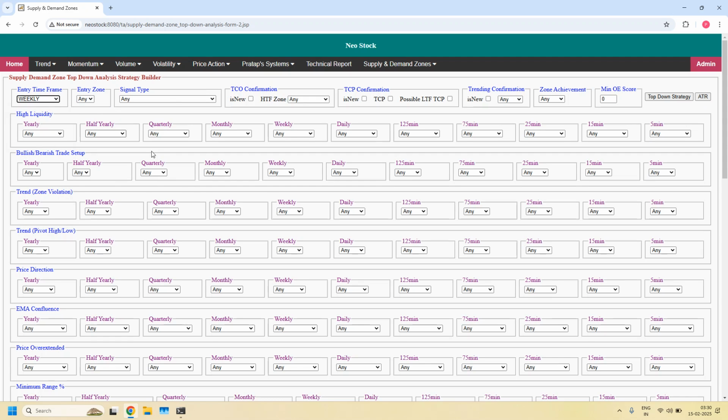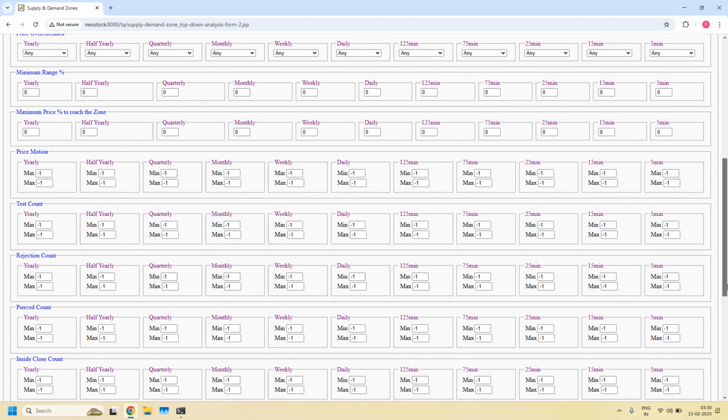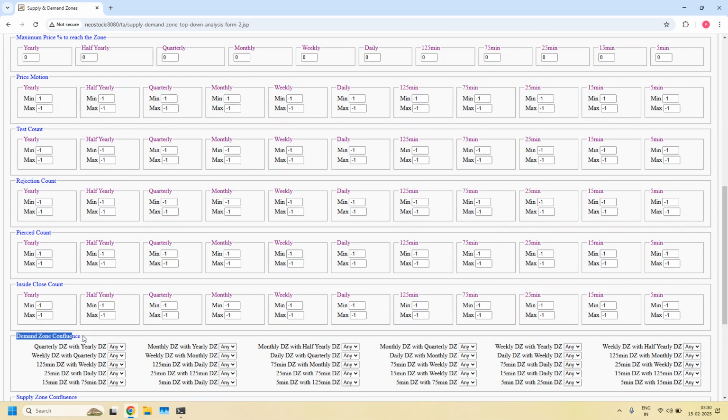Now I am not selecting any of these options. First I want to filter the zones based on the zone confluence. So in the demand zone confluence, I want to set the first three filters. The first filter is weekly zone should be inside the monthly zone, that means overlap with monthly. And the weekly zone should also overlap with quarterly, and monthly also should overlap with quarterly. That means all three time frames, weekly, monthly, quarterly, are overlapped with each other. That is what zone confluence is.